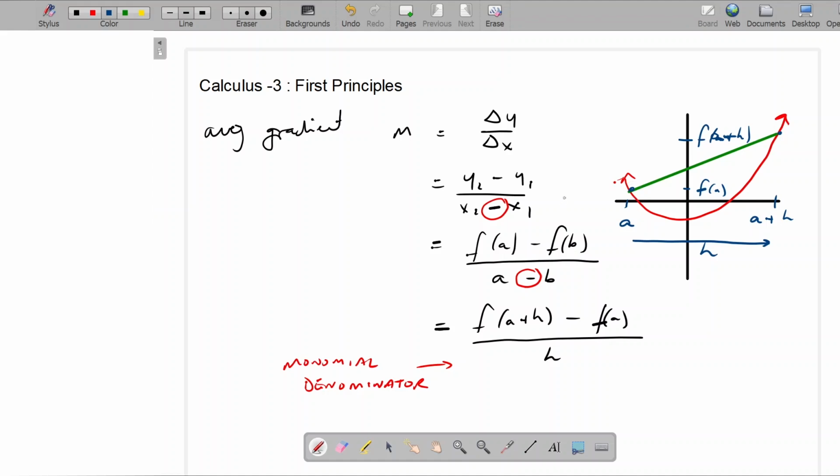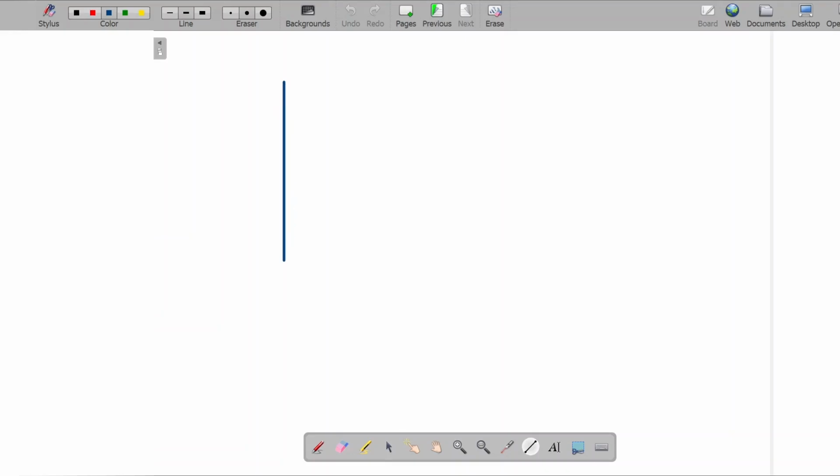But what we talked about as well in this idea of the limit was what would happen if we took the same picture again, drawn again. What would happen if we took this second point, or this h value, this distance here h, and we made it as small as we could?